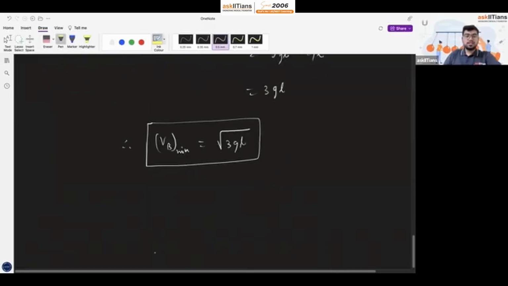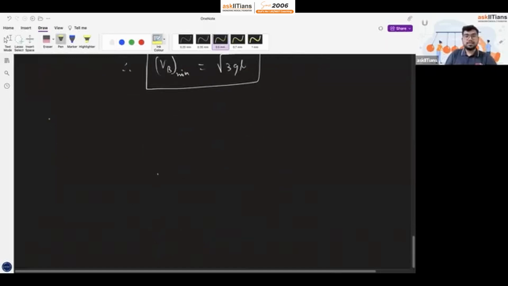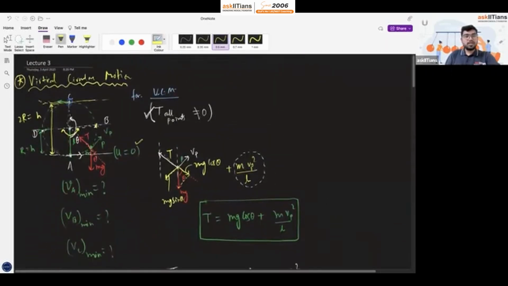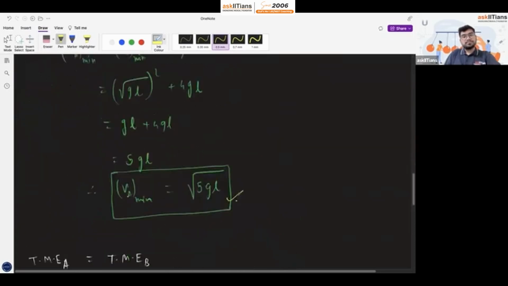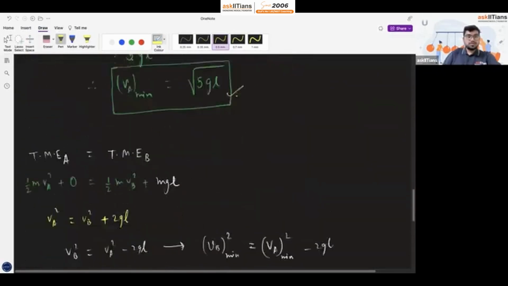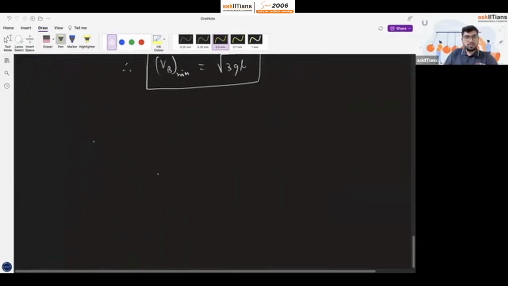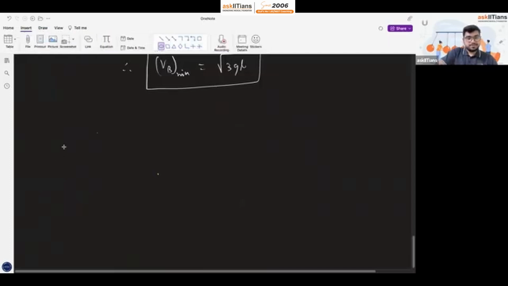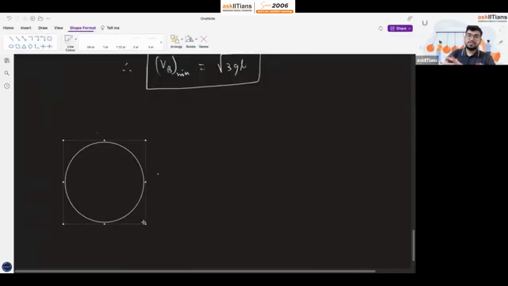These are the most important velocities at three points. The same goes with point D as well, just the direction would change. This is the direction of the velocity, and it would be here like this. So let me redraw the whole thing once again. If it is a circle like this, it doesn't look like a circle. I'll take a circle from here. Yeah, that's fine.